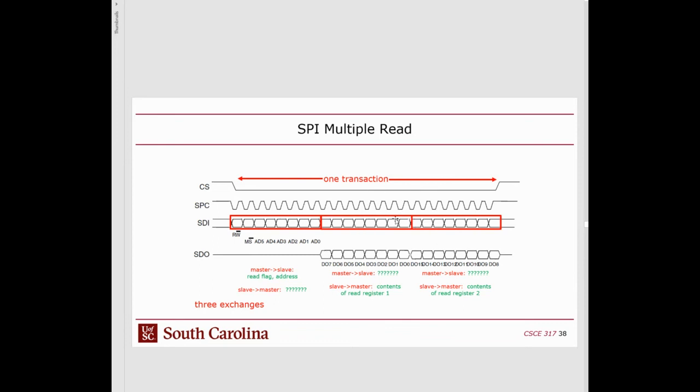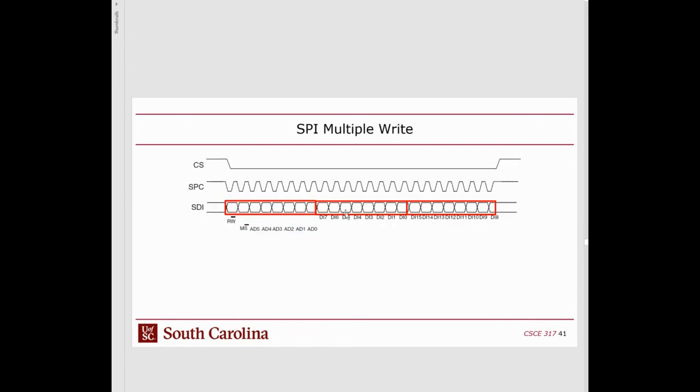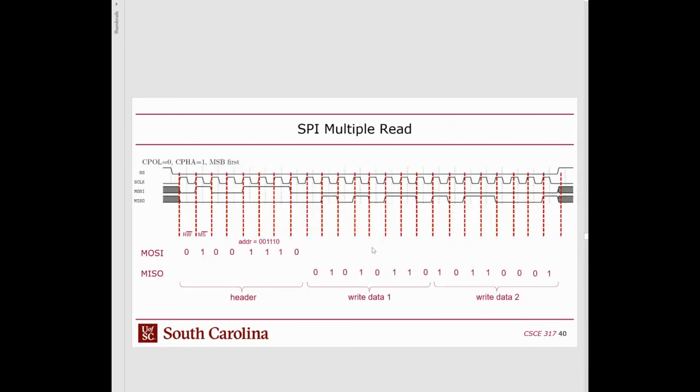So that's a multiple read, and likewise a multiple write would work in a similar way, except in that case you're writing to multiple addresses. So here's an example of that. Again, some of these are a bit misaligned, sorry about that. I tried to line these up on the clock edge. So in this case, I'm lining up each of these dotted lines on the rising edge of the clock because of the polarity being zero and the phase being one.